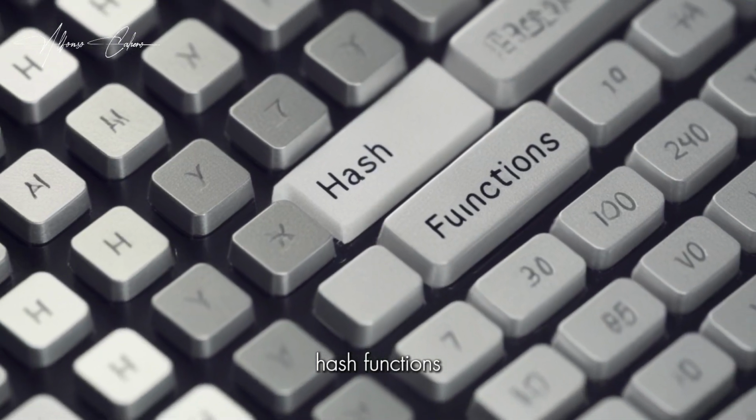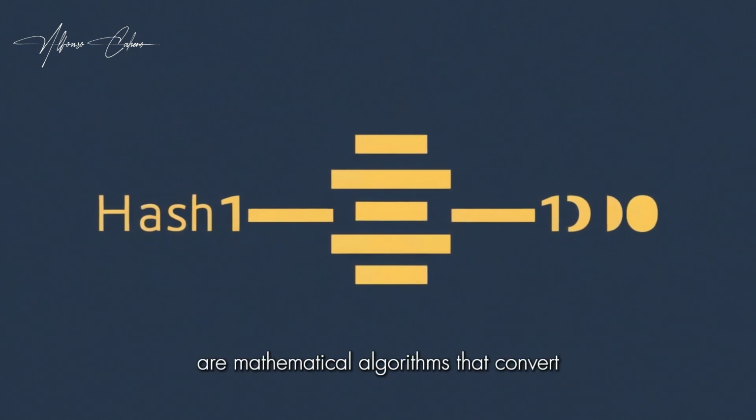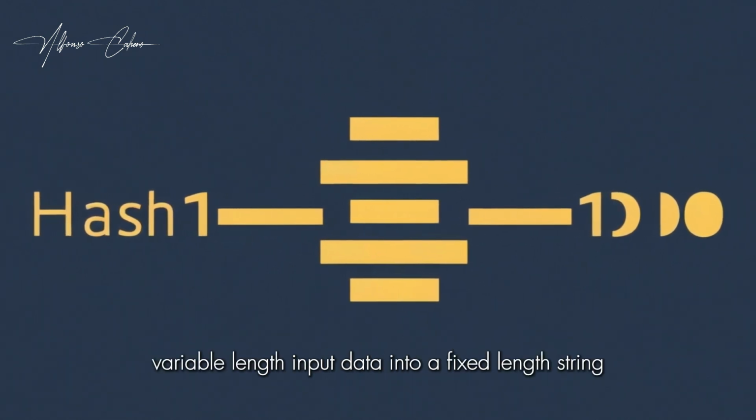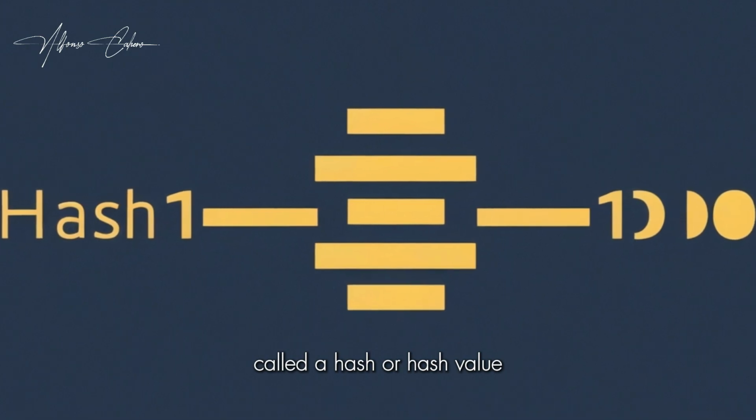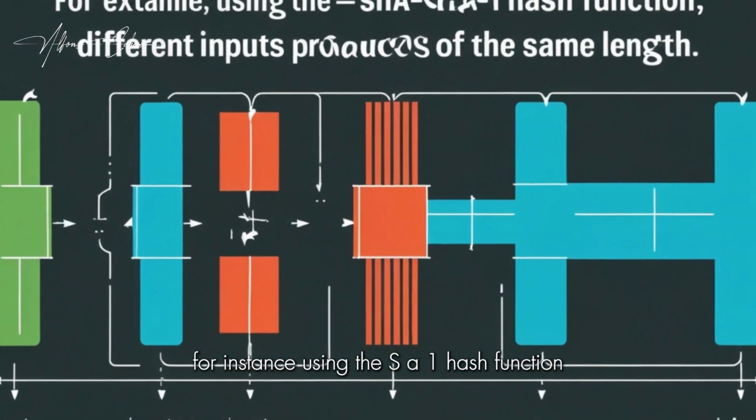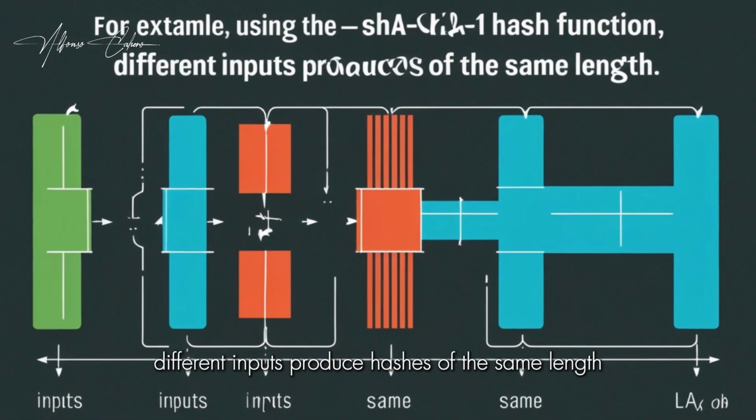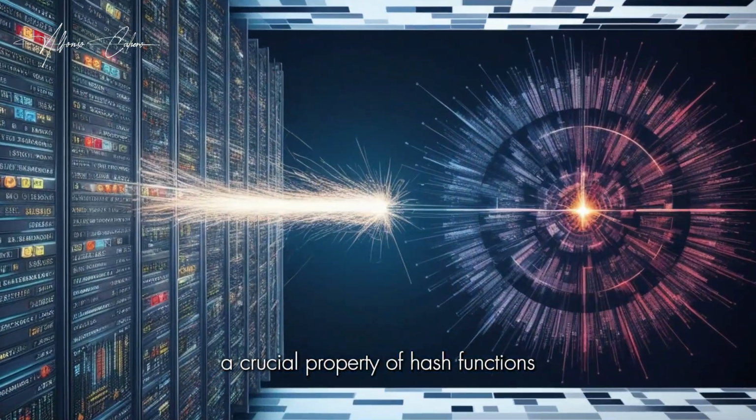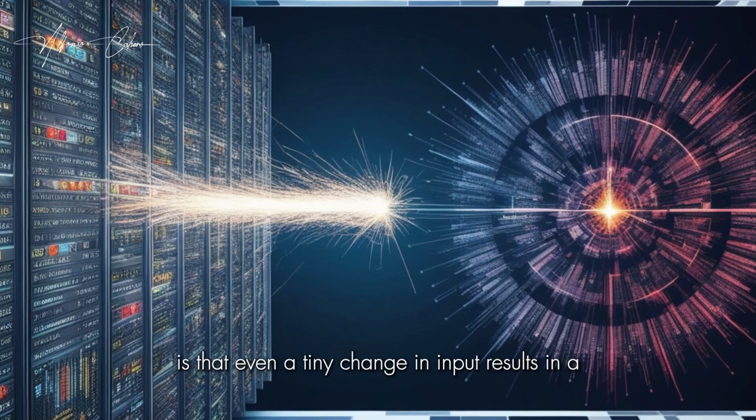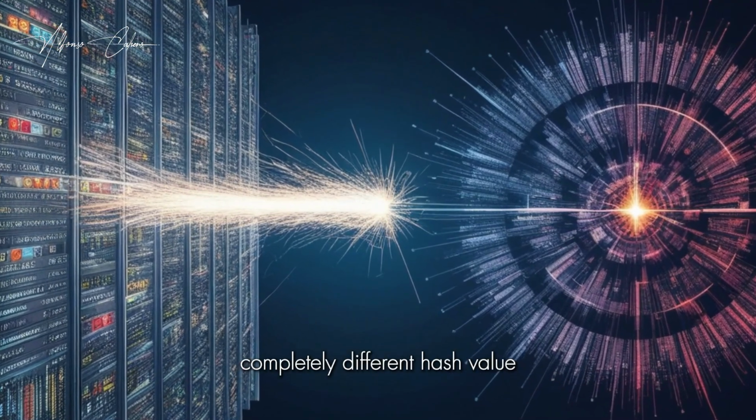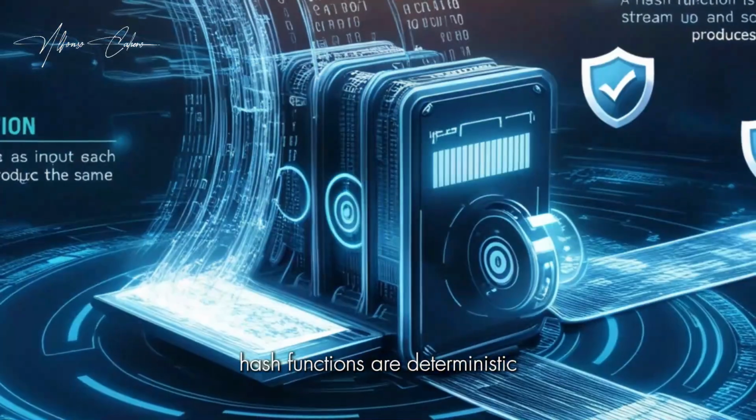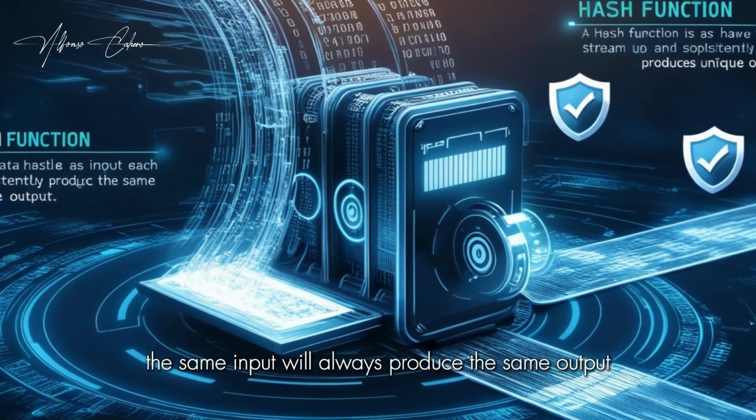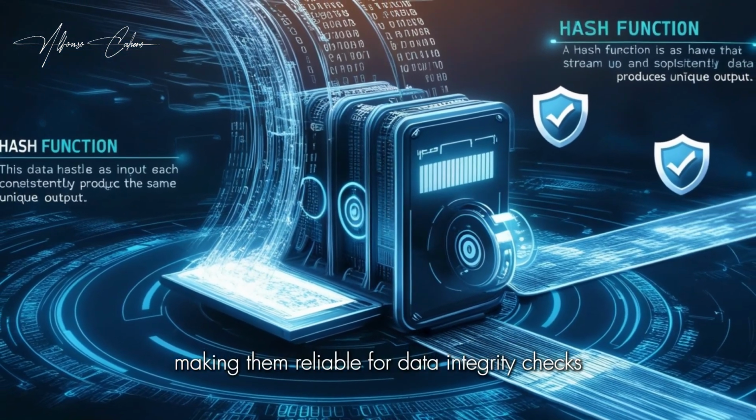Hash functions. Hash functions are mathematical algorithms that convert variable length input data into a fixed length string, called a hash or hash value. For instance, using the SHA-1 hash function, different inputs produce hashes of the same length. A crucial property of hash functions is that even a tiny change in input results in a completely different hash value. Hash functions are deterministic, meaning the same input will always produce the same output, making them reliable for data integrity checks.